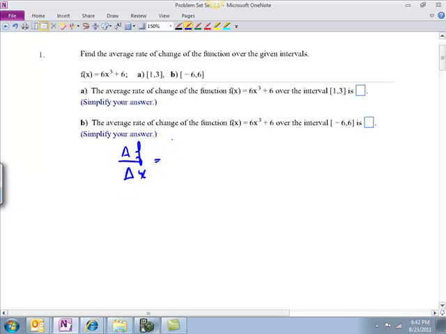Okay, so here's the first one that we're doing over the interval from 1 to 3. So what do I write? f of 3 minus f of 1 over what? Change in y over, yes, 3 minus 1, which is the change in x. And so then you're going to plug in 3 to get your f of 3 value. You're going to plug it in here. You're going to plug that in, and you're going to get those two numbers.